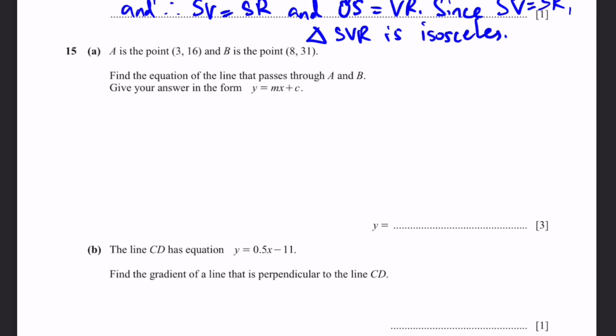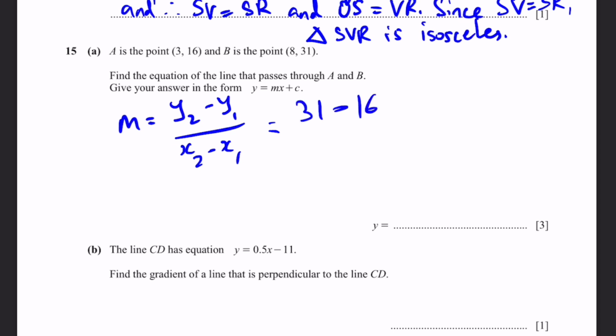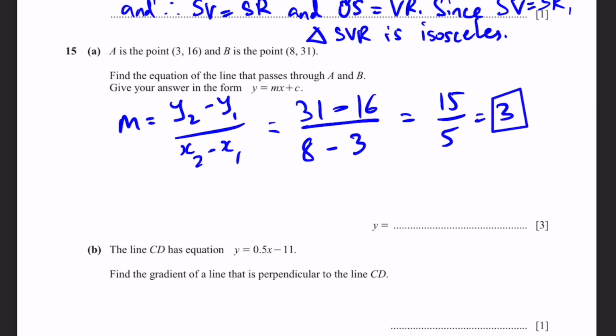Question 15. A is the point 3, 16, and B is the point 8, 31. Find the equation of the line that passes through A and B. Give your answer in the form y equals mx plus c. So we can find m. M will be equal to y2 minus y1 by x2 minus x1. This is a formula. So let's take this as point 2 and this is point 1. So y of point 2 will be 31 minus y of point 1, 16 by x of point 2, which is 8, minus x of point 1, which is 3. So 15 by 5, which is 3. That's the gradient, or m.